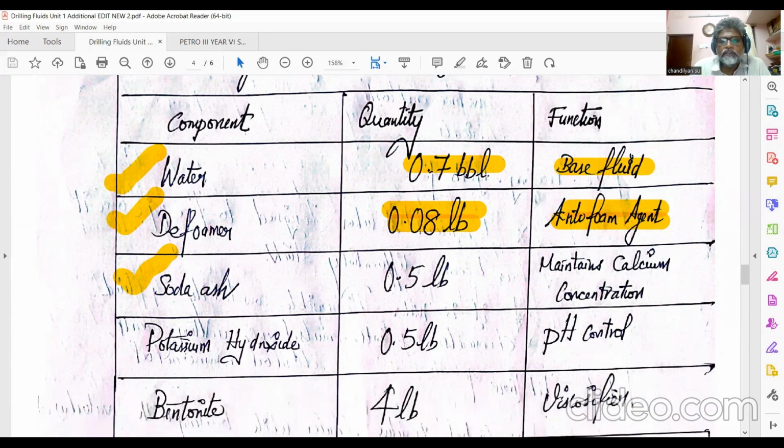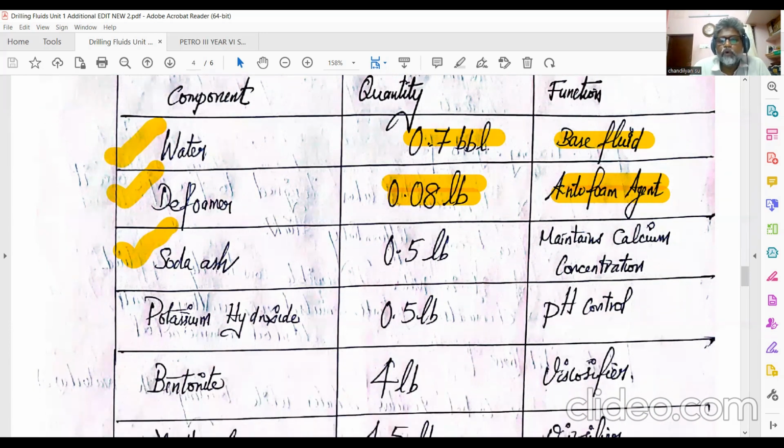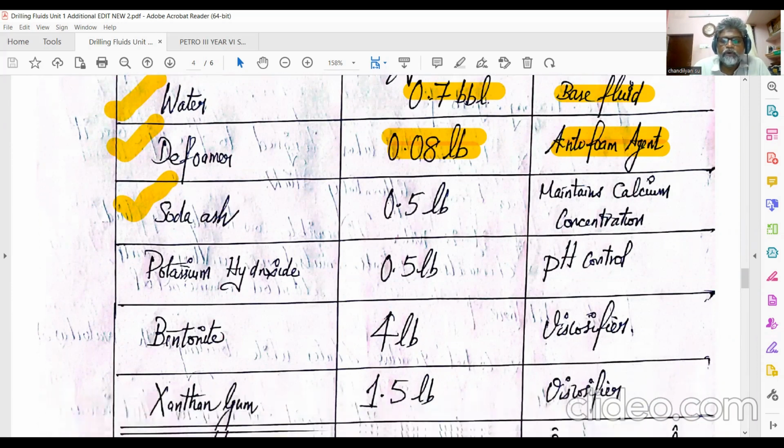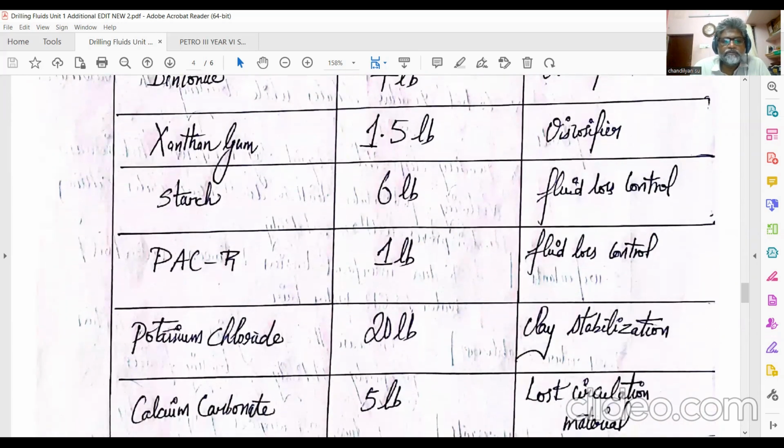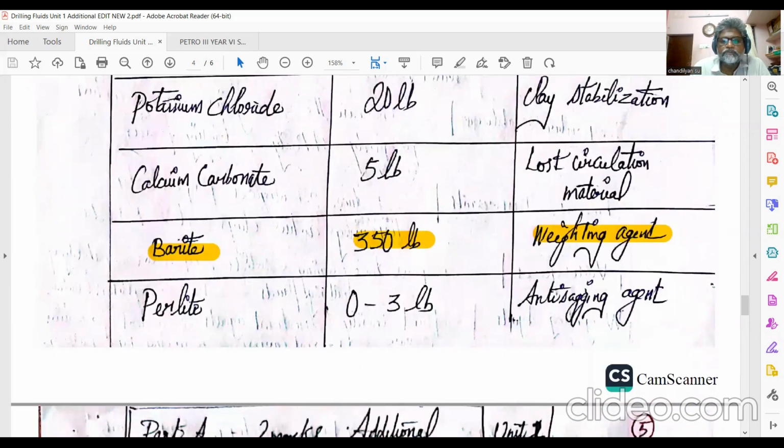So of the 0.3 barrel, the chemicals are added on a pound basis, a weight basis, because the rest are all powders. And the first one, water, is on a barrel basis. Foamer, anti-foaming agent, 0.08 pounds. Bentonite, 4 pounds. Xanthan gum, 1.5, and so on and so forth. I've explained to you the same table I copied down.